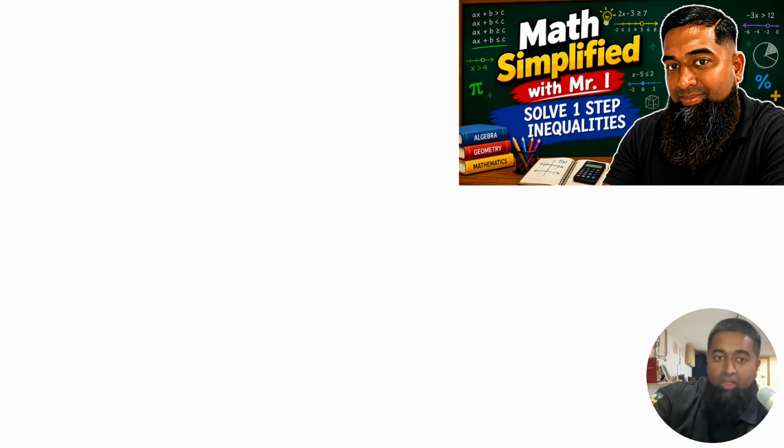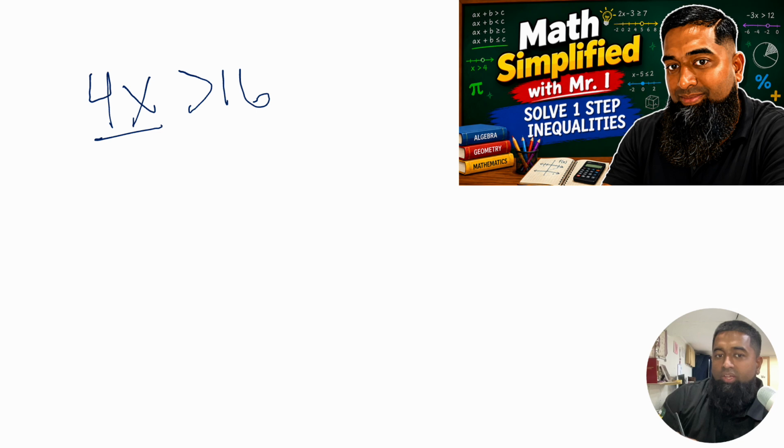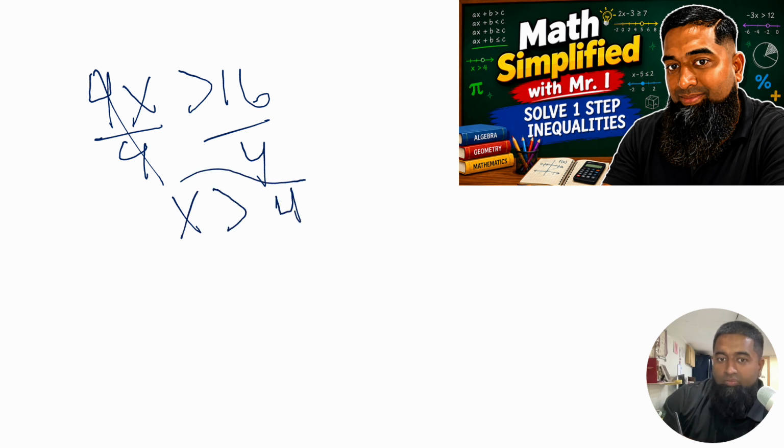Let's see. Let's say we had 4x greater than 16. What do you do here? You divide by 4, you divide by 4. This goes away, and then on this side it's going to be what? x is greater than 16 divided by 4, which is 4. So that's it, right? But here's the rule.